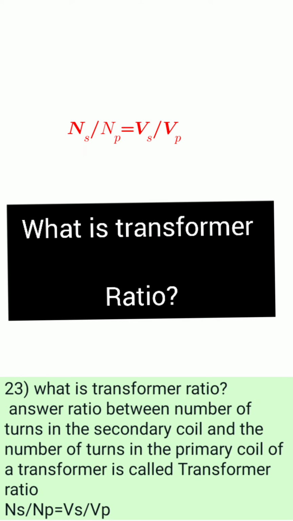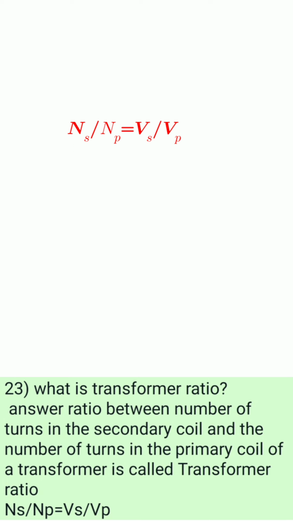23. What is transformer ratio? Answer. The ratio between the number of turns in the secondary coil and the number of turns in the primary coil of a transformer is called the transformer ratio. Ns/Np equals Vs/Vp.